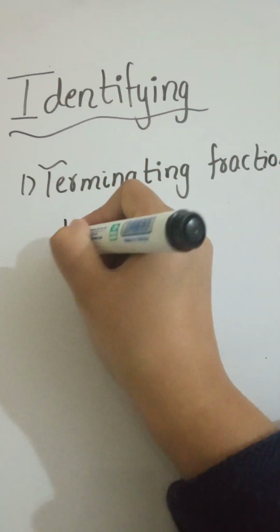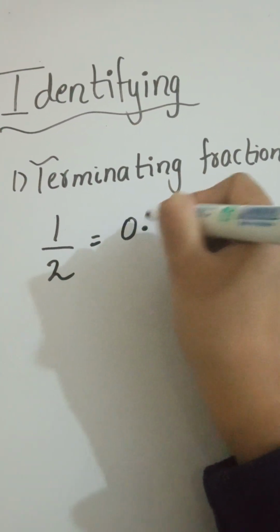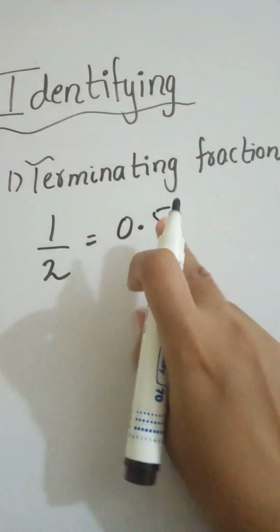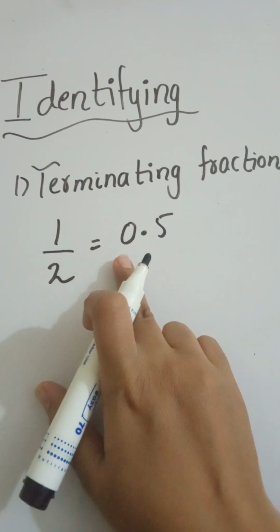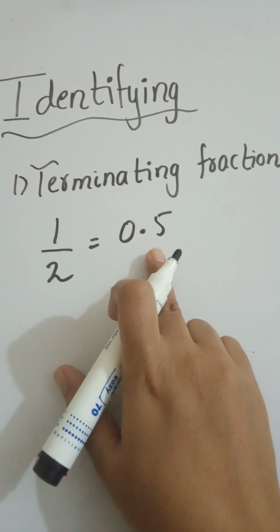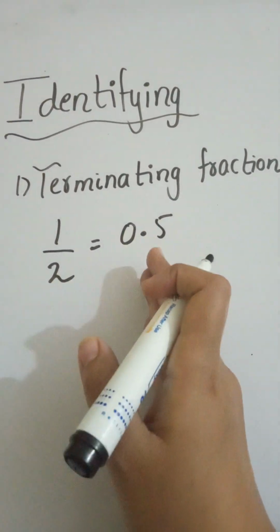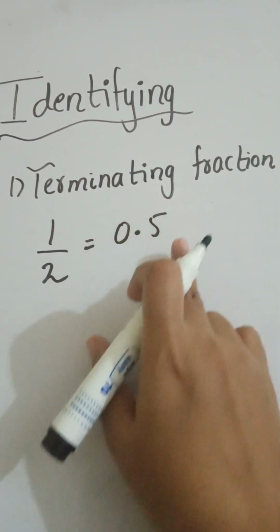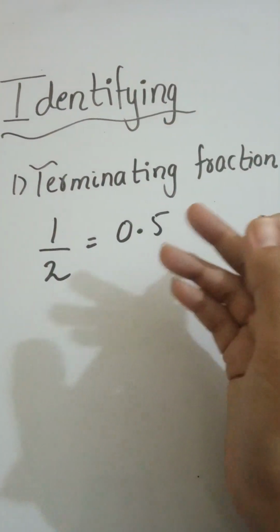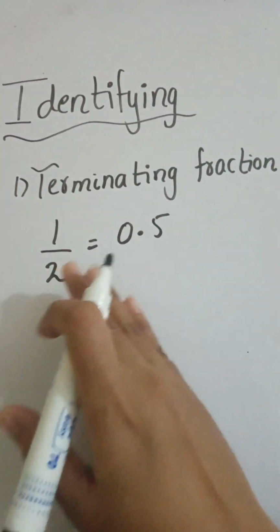For example, 1 by 2. Then I will get the answer 0.5. Look, before the point, on the left side, is the whole part, and after the point is the decimal part. So when we divide a fraction and the decimal part stops after the point, maybe after two or three digits, then that fraction is known as a terminating fraction.